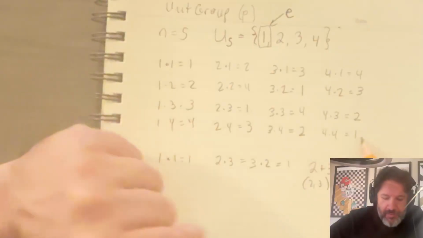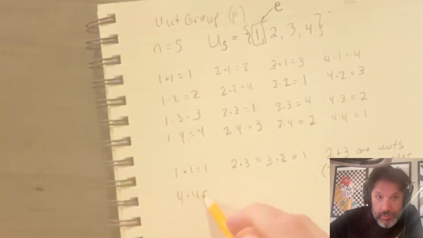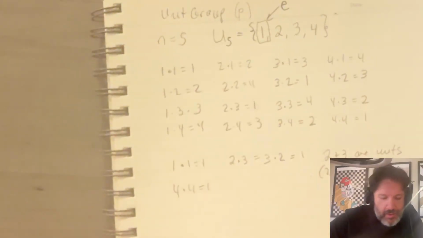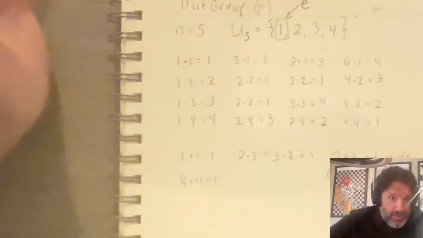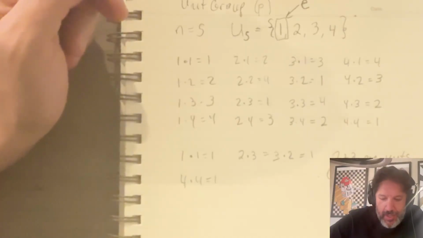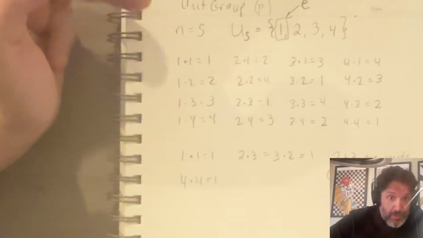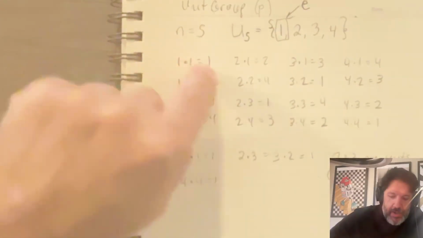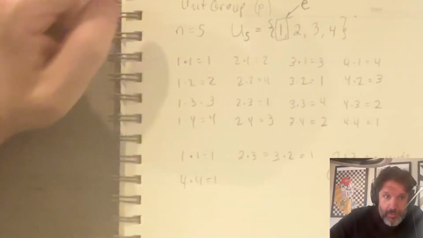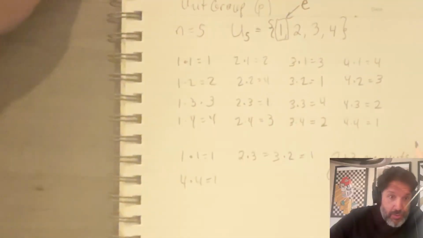And then we have 4 times 4. So 4 times 4 equals 1, right? So 4 is also a unit, and its associate is itself. Its inverse is itself. Okay, so we've actually proven 3 of the axioms of the group, right? We did closure. We proved the identity. And we proved that an inverse element exists for every element in the group.